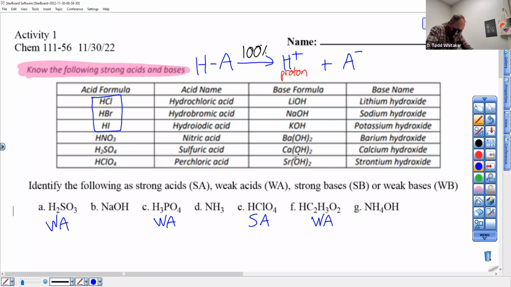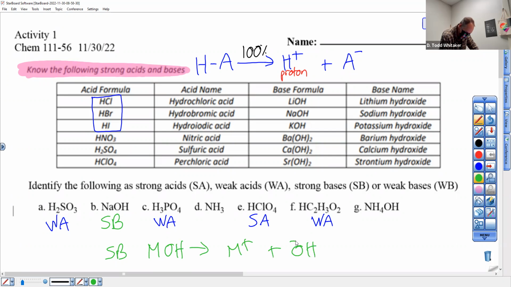So we've got an example with NaOH over here. That's a strong base. Means it reacts completely. Strong base. We got a generic strong base, usually has a metal in front with OH. 100% reaction if you're a strong base. If it's less than 100%, you're a weak base.